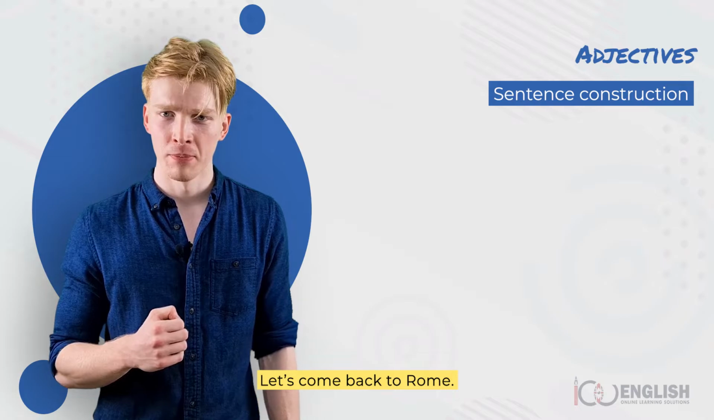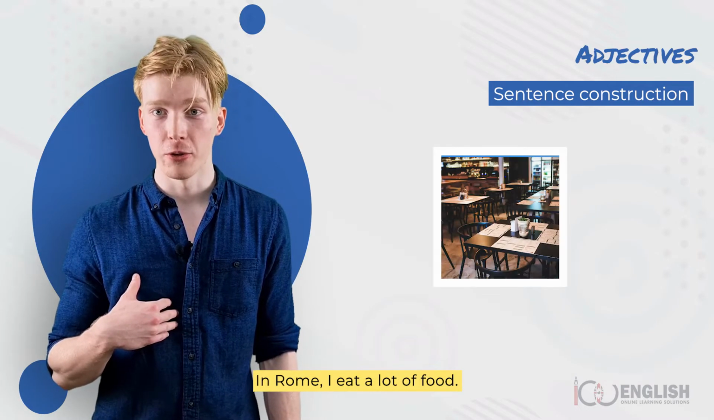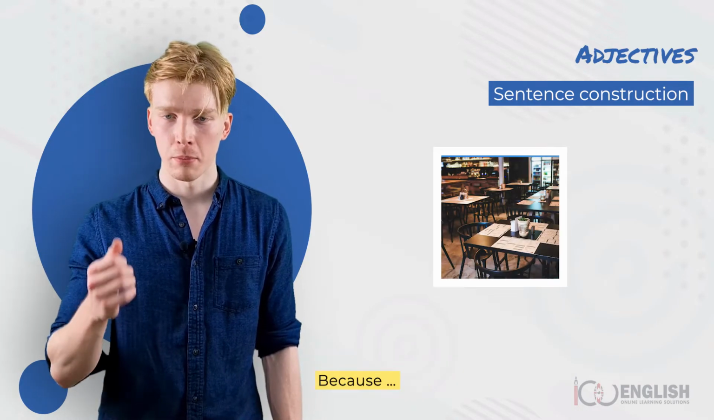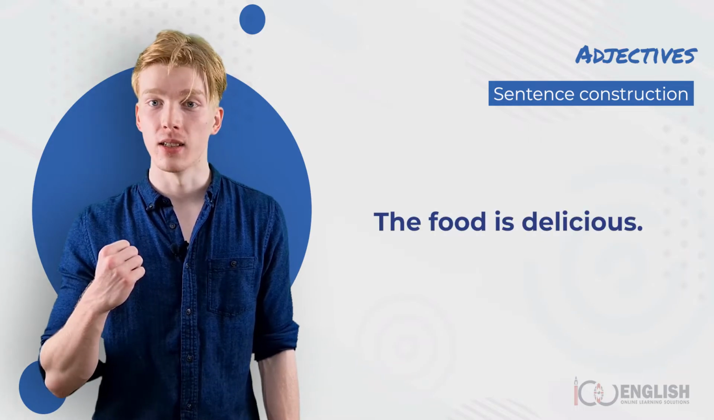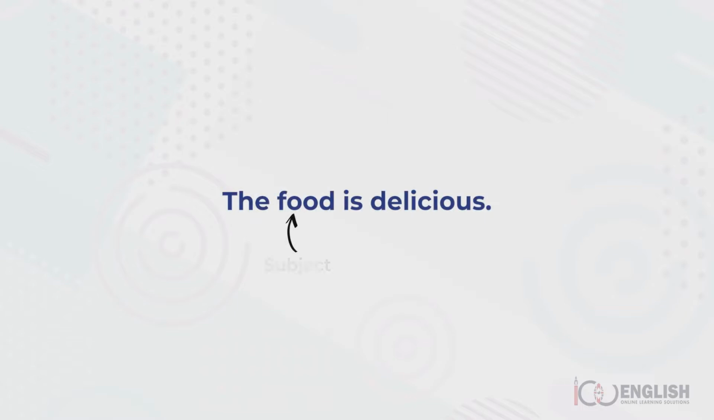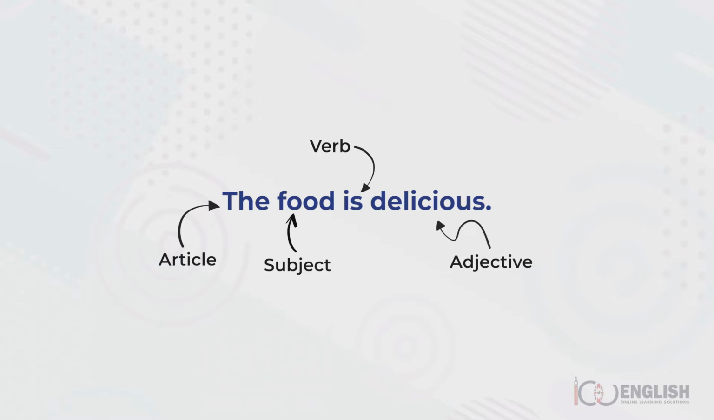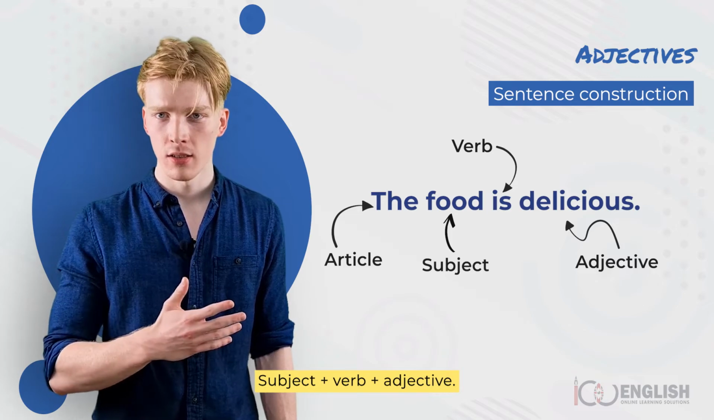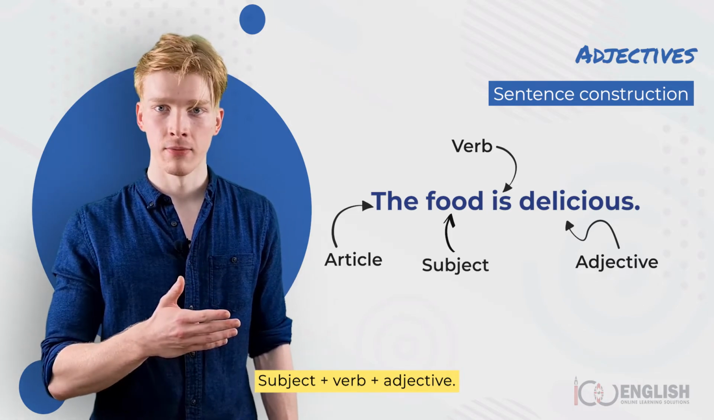Let's come back to Rome. In Rome, I eat a lot of food. Do you know why? Because the food is delicious. Let's look at the sentence carefully though. We have the subject, food, with the article, the, followed by the verb, to be, and the adjective, delicious. In this sentence, we have a subject, verb, adjective.